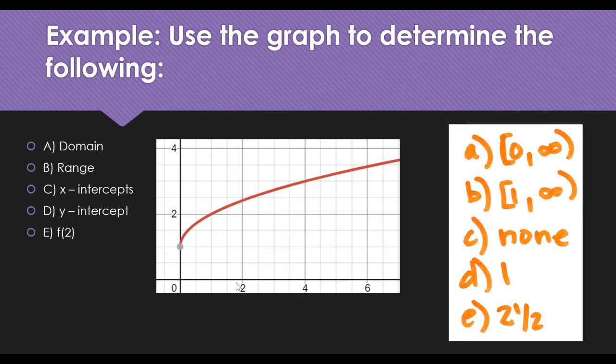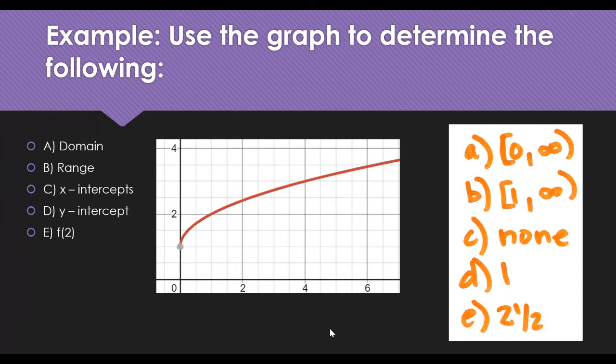And f of 2, if I come over here to 2, it's a little more than 2, 2.5, I don't know, eyeball it. Give it your best guess. So that's how we're going to use graphs to find stuff. Domain and range are probably the hardest parts there. How far to the left, how far to the right. Range is how far down to how far up.